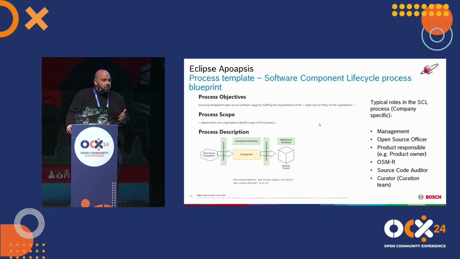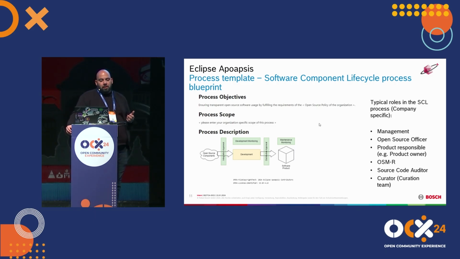You have the typical roles in a software component lifecycle process. These might be company specific, but we try to again base it on our knowledge and our experience with our company and the companies that we work with internally and externally. So usually you have the management, the open source officer, the product responsible or the product owner, an OSMR, usually an open source management responsible who is nominated, someone from the project team that's really deep down into the details of the project itself, a source code auditor and a curator. Whether that would be a full team or just a single person is really down to the size of your organization and the needs.